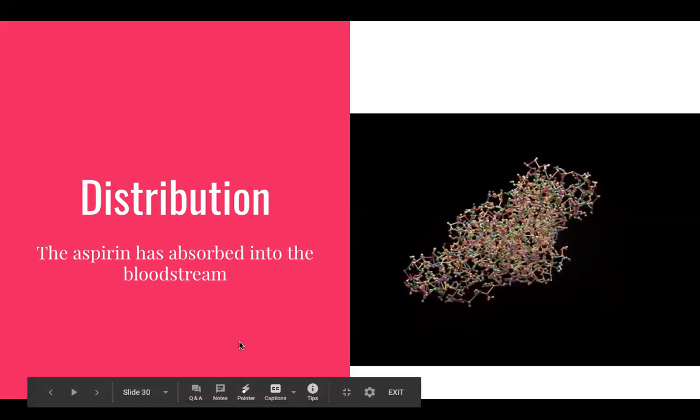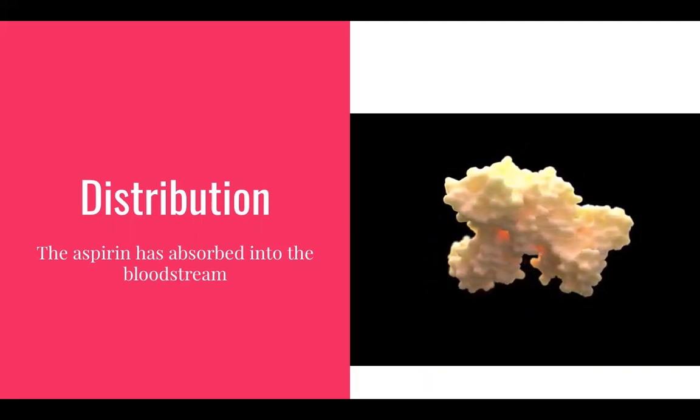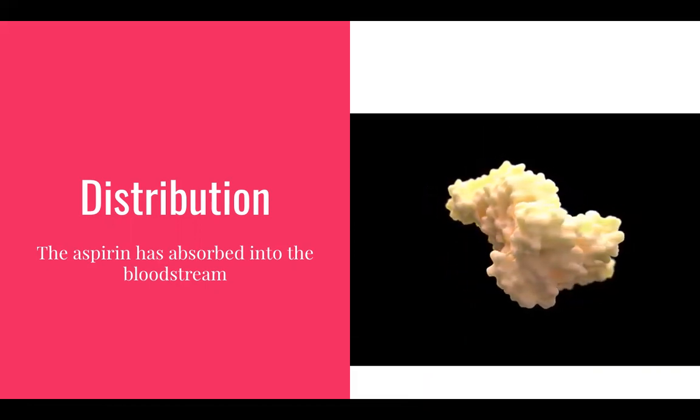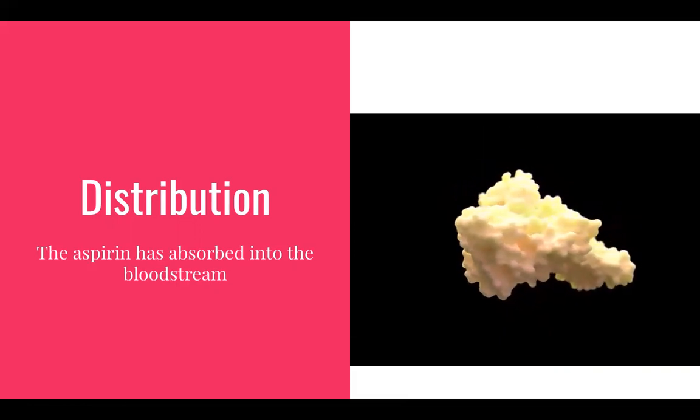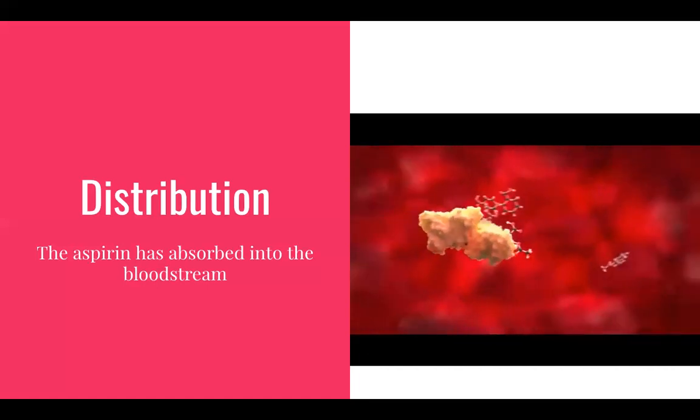Blood plasma contains complex molecules called albumin. Albumin is a protein made by the liver which transports nutrients around the body. Albumin also binds to drugs that enter the bloodstream. Here you can see some of the aspirin molecules binding to the albumin.